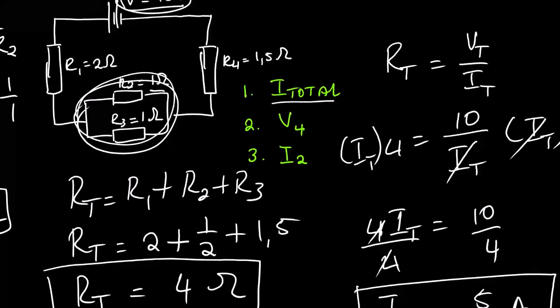Now looking at the second question, V4, the voltage across this. Now remember, in series connection, this simply means that this resistor, there's no branch before or after this resistor, it's not one of the resistors in a branch. So it simply means that the I total, or the current through this, is 5/2 amperes.